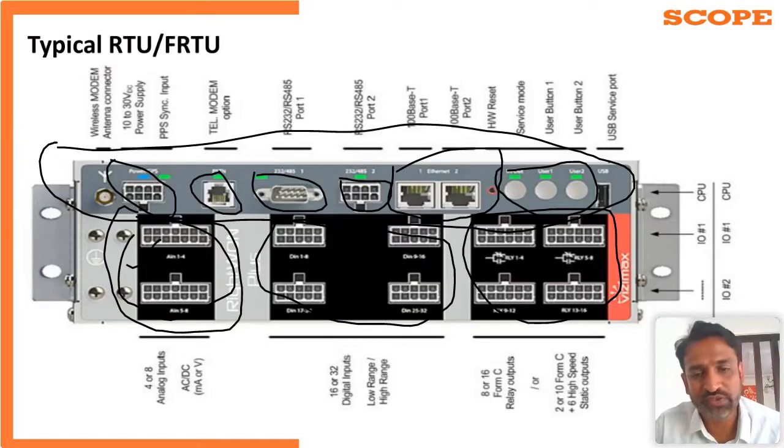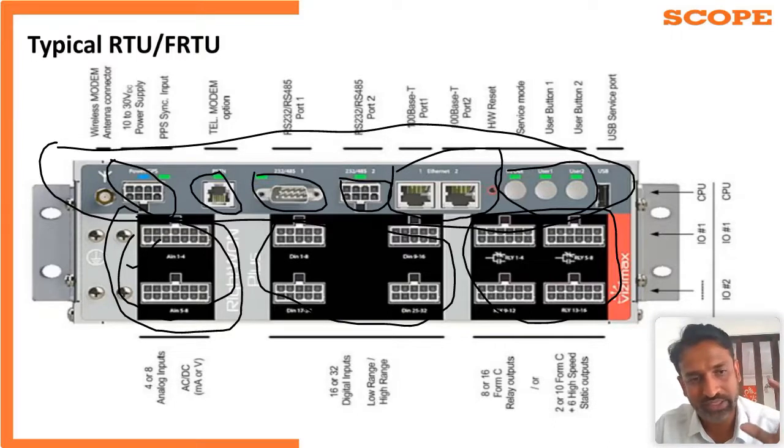So mostly when you see that RTU, they have these major components. One is the antennas, for the time synchronization purpose. You have the power card, and communication ports like RS-232 telephone cables, telephone ports, RS-232 ports, Ethernet ports, and optical fiber. These are the communication ports.